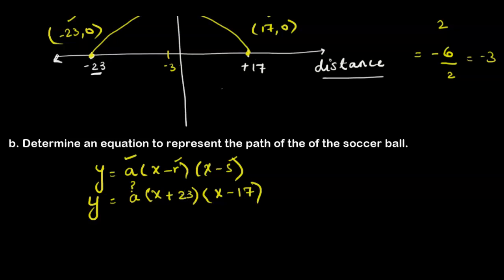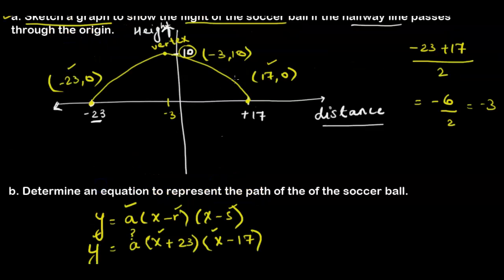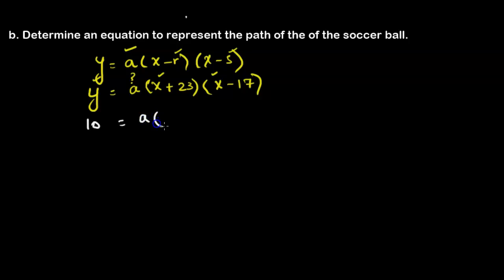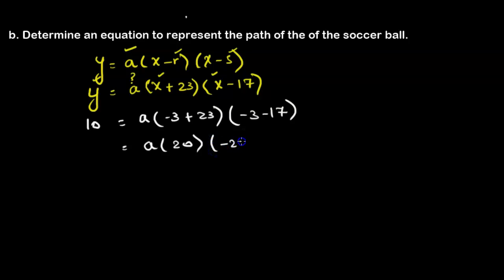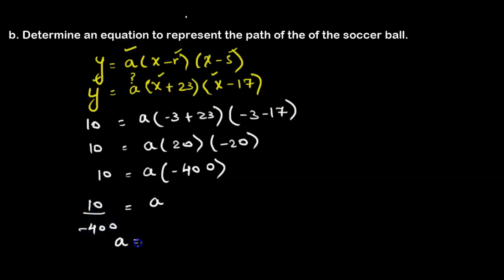For that, we have to pick any point from the parabola to substitute as x and y. The point we can use is the vertex, because we know the x and y of the vertex: x is negative 3, y is 10. We substitute y as 10 and x as negative 3. Negative 3 plus 23 is 20. Negative 3 minus 17 is negative 20, and this gives us negative 400 multiplied by a equal to 10. So a equals 10 divided by negative 400. That gives us a value equal to negative 0.025.